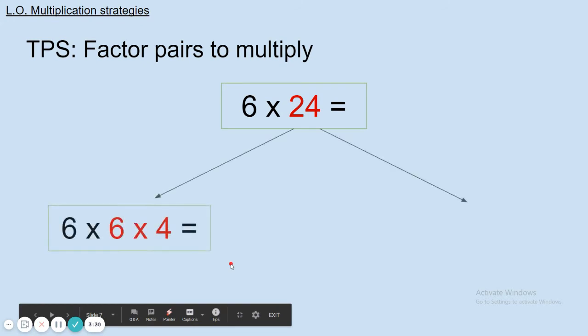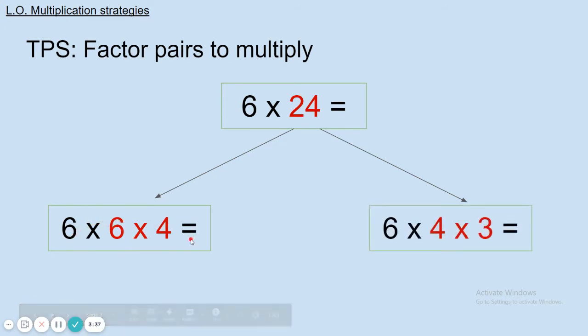Here we go. Yep, we know 6 is made up of 6 times. You could do 6 times 6 times 4. Or you could do, that's not right, Mr. Dooley. I've done it again, haven't I? Oh, Mr. Dooley. That's obviously supposed to change that one. Sorry.